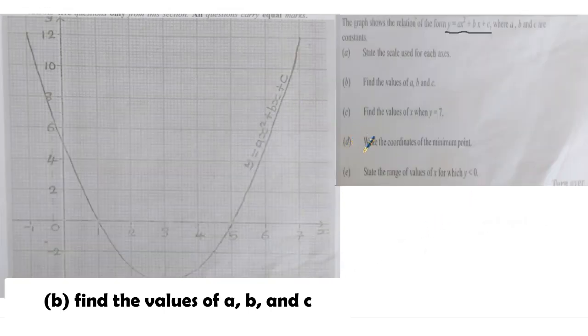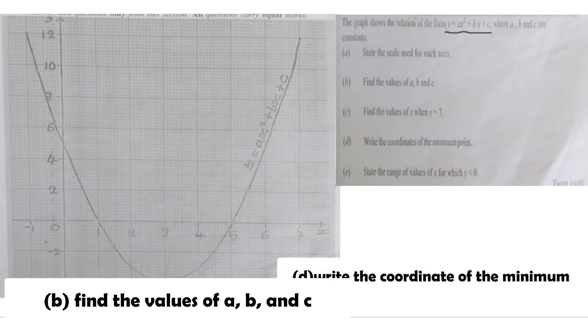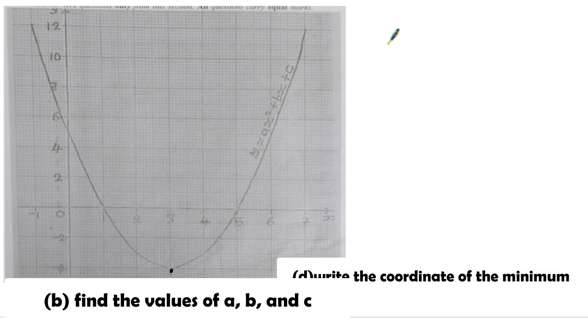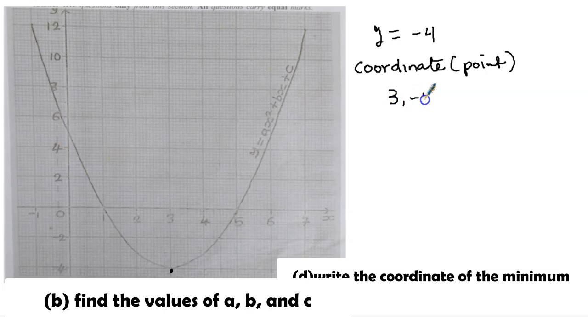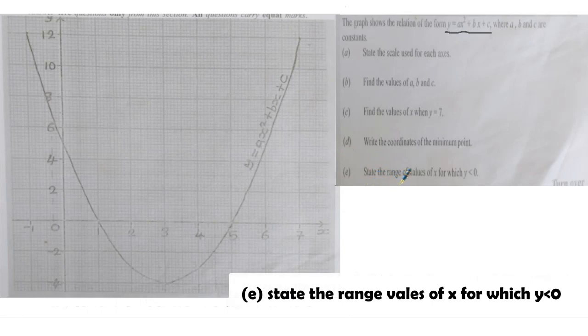Question number D, they want us to write the coordinate of the minimum point. So this is the minimum point. Normally you can say y is equal to -4. That is not what they want. They want you to write it as a coordinate. A coordinate is a point. The minimum point is going to be 3, -4, and you put it in there for you to get your full mark.